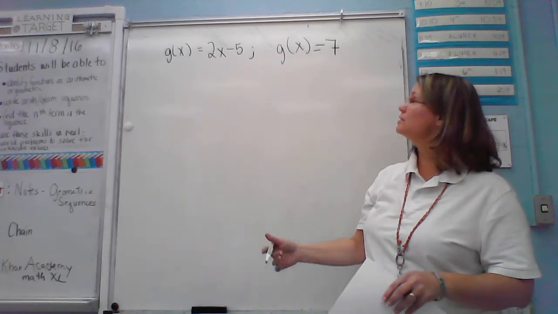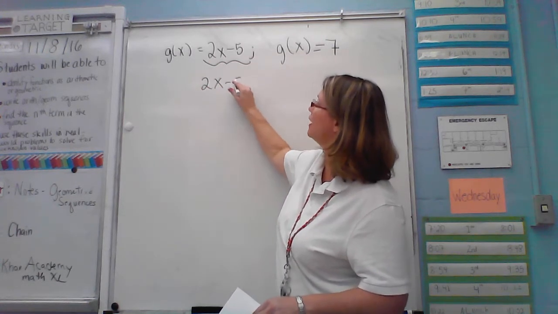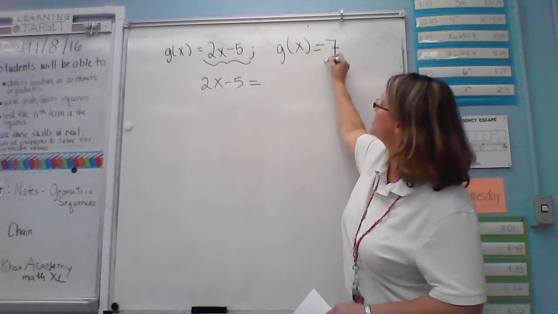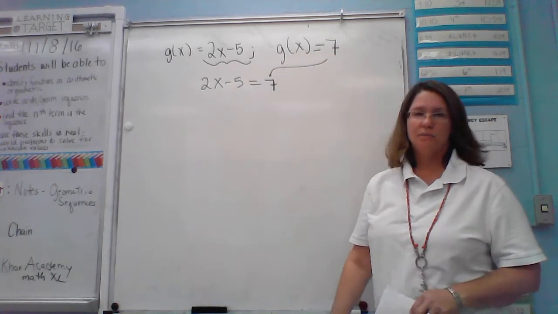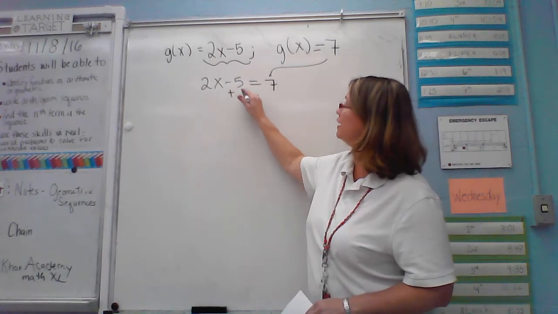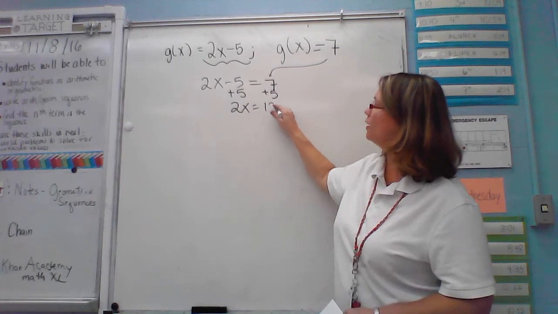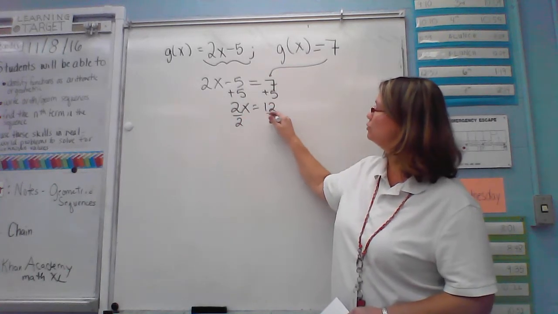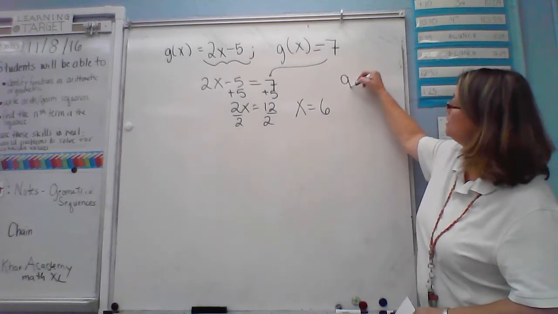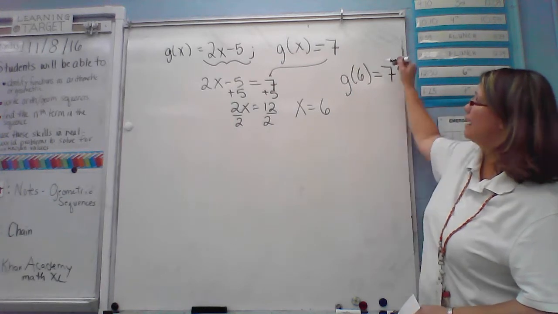So here's what that means. This function, g of x, this 2x minus 5 function, is going to equal 7. That's what this means. Your job is to solve that equation. So we're going to add that 5 to the other side. That's going to give us 2x equals 12. And if we divide by 2, we're going to find out that x equals 6. So g of 6 will give you an answer of 7.